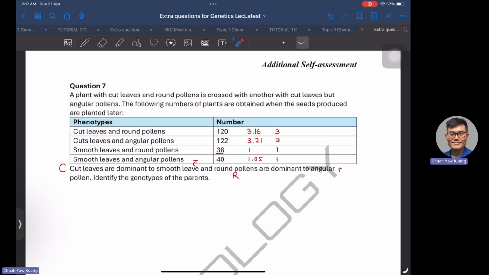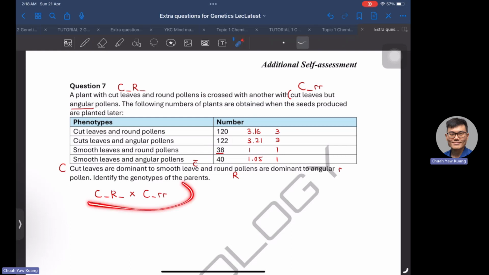Based on these, what we can predict is that the parental genotype, the first one being cut leaf, has at least a big C, and round pollen has at least a big R. The rest can be dominant or recessive. So this is the first parent. Then we cross with the second parent, which is cut leaf, so it also has a big C, but angular pollen means it is homozygous recessive. So this would be the parental genotype.